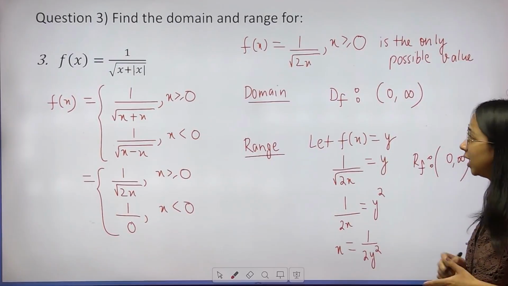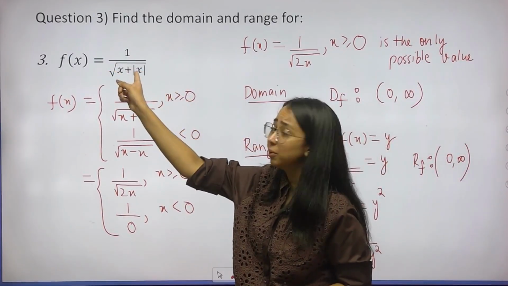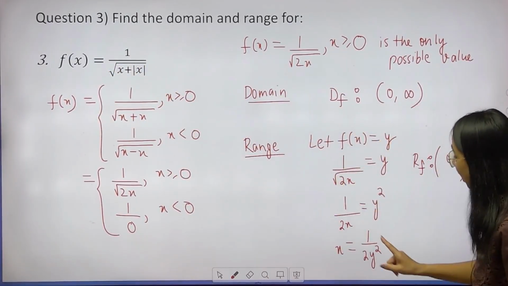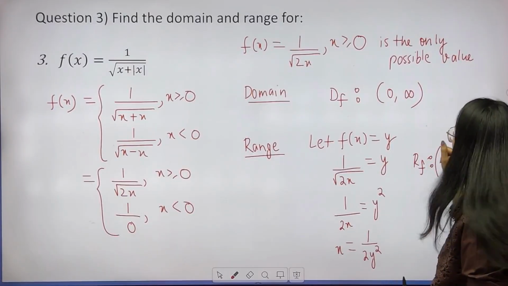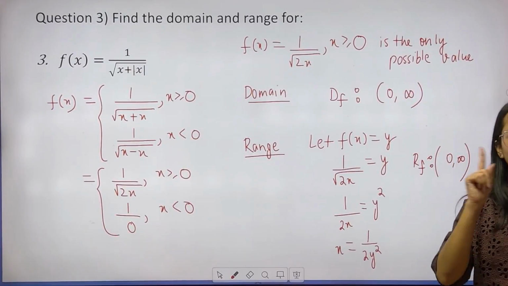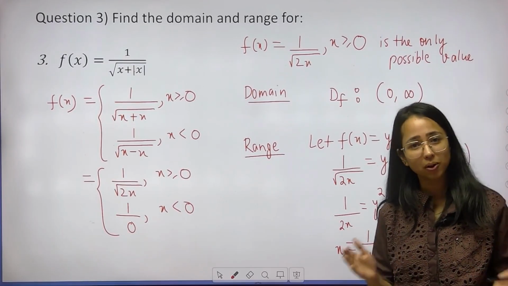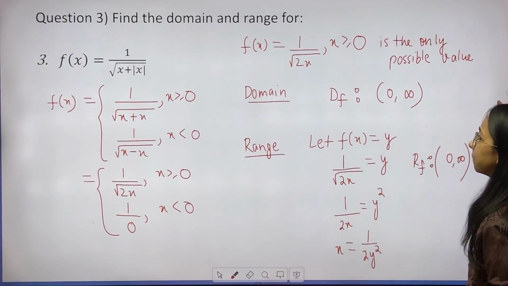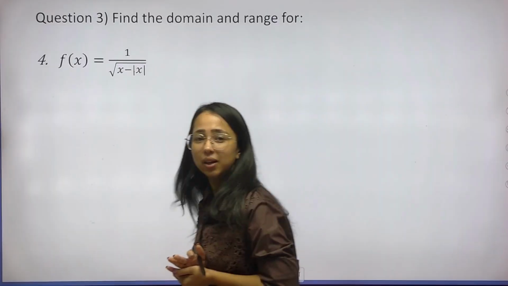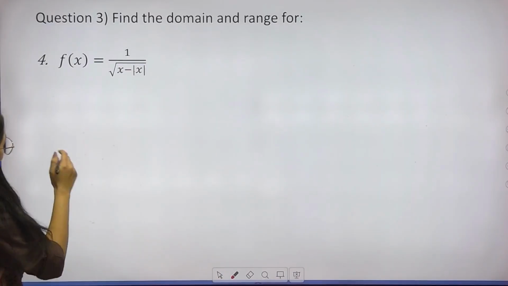Why? Because y will be positive since it is a root, and secondly, y cannot be equal to 0. Therefore, it will also be 0 till infinity. Got it? I hope the domain and range of this particular function is also clear to everybody. Great. Next, let's find the domain and range of this function.